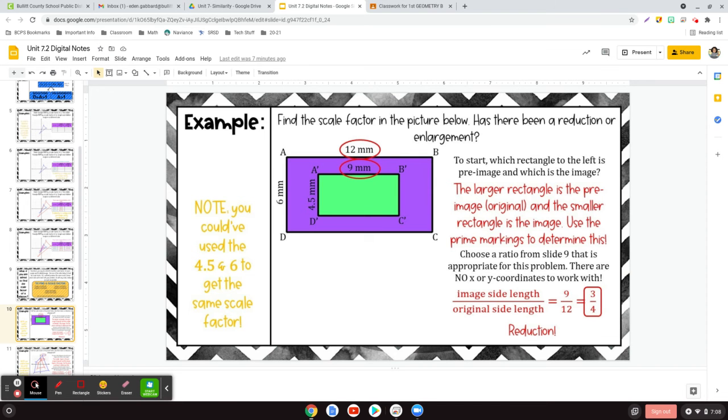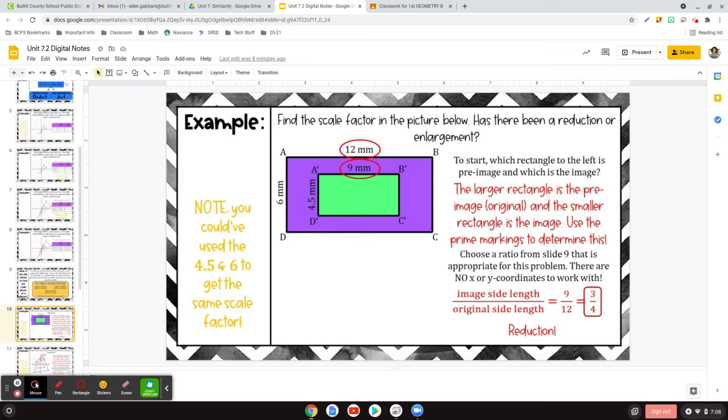So on here, we're not given the coordinates of our points for this figure, but we're given the side lengths. So let's look at the side lengths that are marked 12 and 9. Well, to solve here, we take our image side length, or our ending side length, and we put that over our original side length. So our image side length here is 9 millimeters, and our original was 12 millimeters. And so we get a fraction or a ratio of 9 over 12. Well, we can reduce that to 3/4.